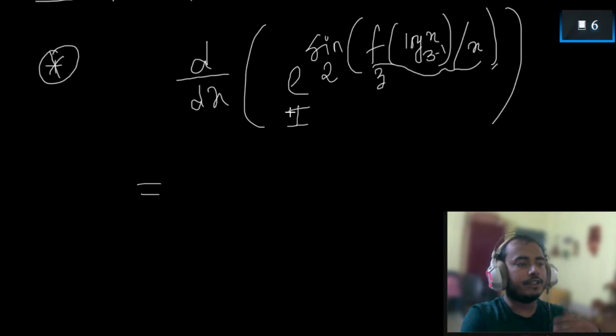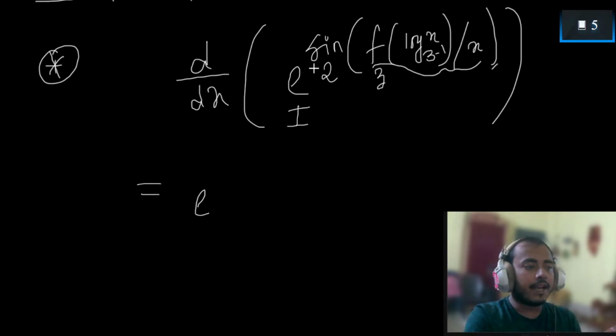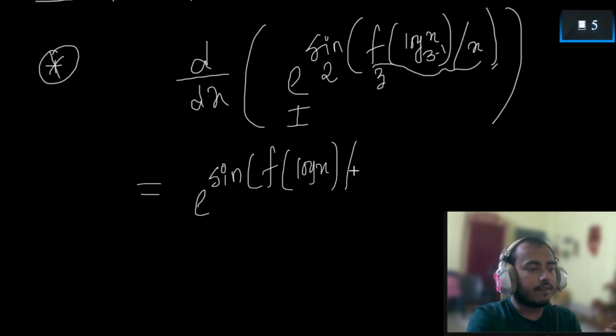Now, let's try and do this. First of all, what is the first function? It's e. So basically, we will assume e to the power x. What is the derivative of e to the power x? It is e to the power x itself. So write down e to the power, and instead of x, write down whatever there was in that exponent: sine of f of log x divided by x. Okay, this is what you had, right? So e to the power sine of f of log x by x. Yes, first e then sine function. That is correct.